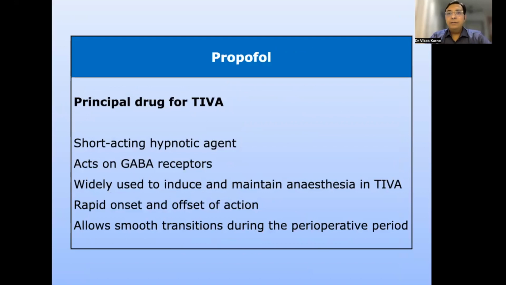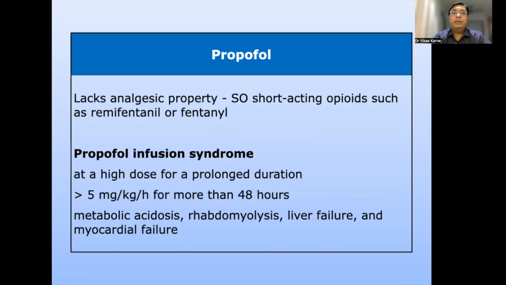Coming to the drugs that we use, propofol remains the principal drug for total intravenous anesthesia, which is a short-acting hypnotic agent, acts on GABA receptors, widely used to induce and maintain intravenous anesthesia, has a rapid onset and a rapid offset, and allows smooth transition during the perioperative period. As it lacks analgesic property, opioids are usually used along with propofol. However, propofol can be used as a sole agent for moderate sedation.